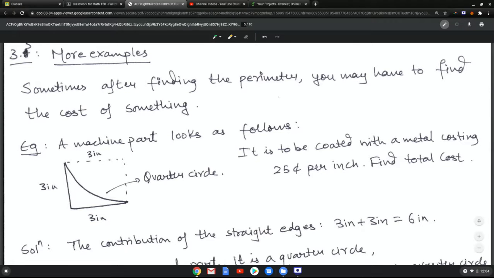Now, one more example. Sometimes after you find the perimeter, you may have to find the cost. Say it's a cost of painting or a cost of fencing, something like that. Example, let's say there's a machine part that looks like the following, where the curved part is a quarter of a circle, and these are two straight edges, which are 3 inches each. And it needs to be coated with a metal that costs 25 cents per inch. So 1 inch is going to cost you 25 cents.